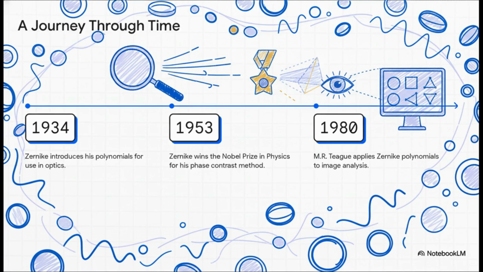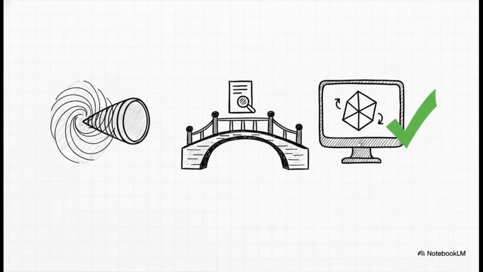It starts way back in 1934, when Zernike created these special mathematical functions, called polynomials, to describe tiny imperfections in microscope lenses. He even won a Nobel Prize for related work in 1953. But his specific math just sat there in the world of optics for decades, until 1980. That's when a researcher named M.R. Teague published this landmark paper. He's the one who finally connected the dots. Teague had this brilliant insight that Zernike's math, which was designed for light waves, could be adapted for image pixels to finally give computers that stable, rotation-proof vision they needed.